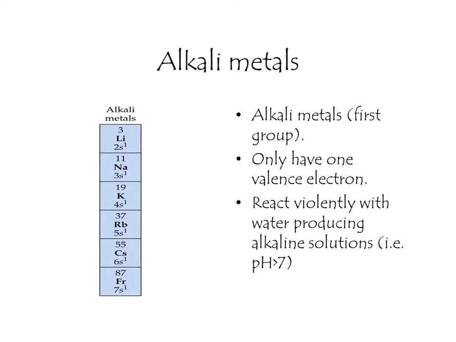Alkali metals are the first group and have one valence electron. Again, if you notice, they all have s1, s1, s1, s1. So they all have one valence electron because of ns1. And they are very reactive with water and produce alkaline solutions. So things that are basic, that's why their name is alkaline.